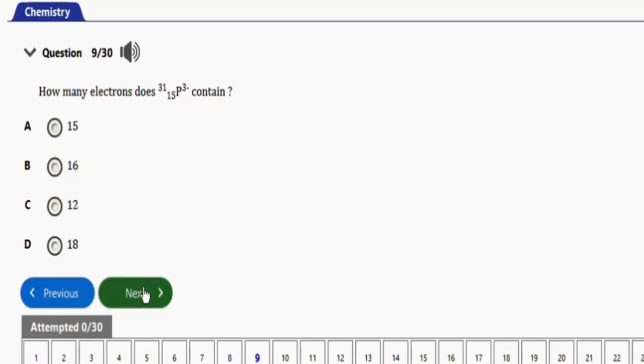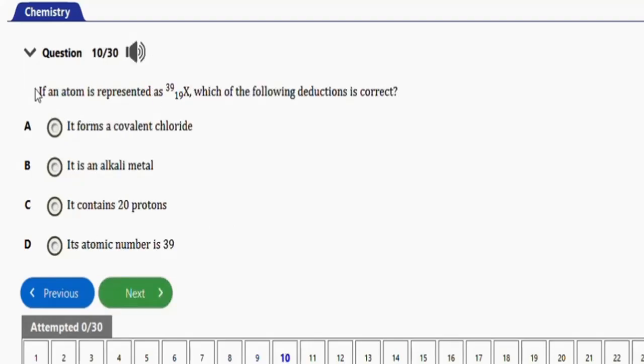Next question will be this one. It says, if an atom is represented as this, which of the following deductions is correct? It forms a covalent chloride. It is an alkali metal. It contains 20 protons. Its atomic number is 39. So the right option is option B. It is an alkali metal.